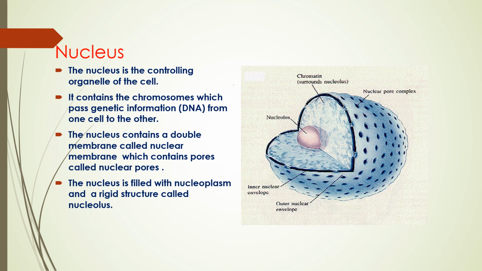The nucleus contains a double membrane called the nuclear membrane and tiny pores called the nuclear pores. Nucleus is filled with nucleoplasm and a rigid substructure called nucleolus.